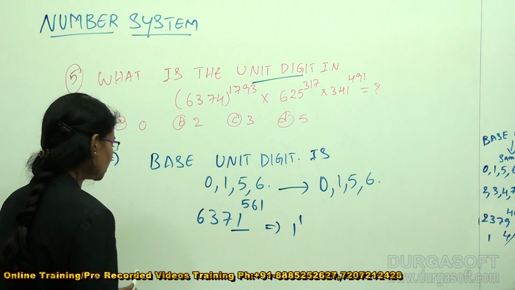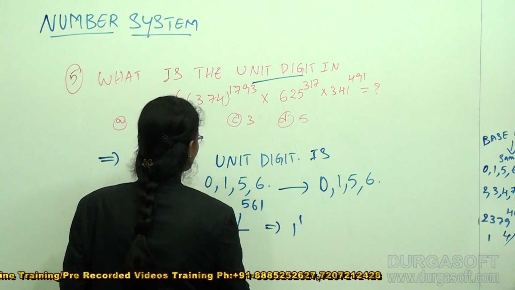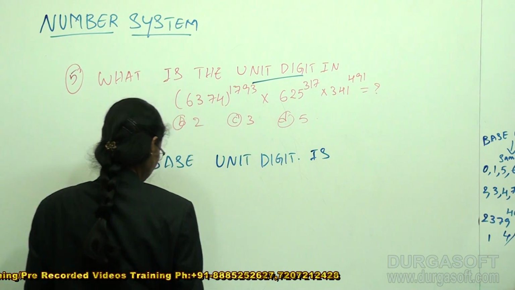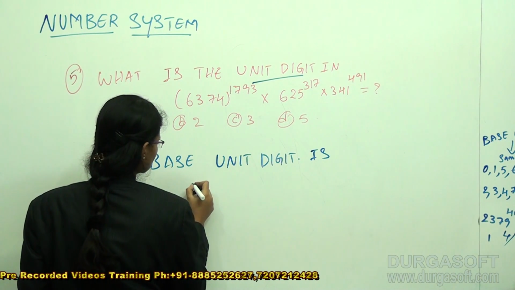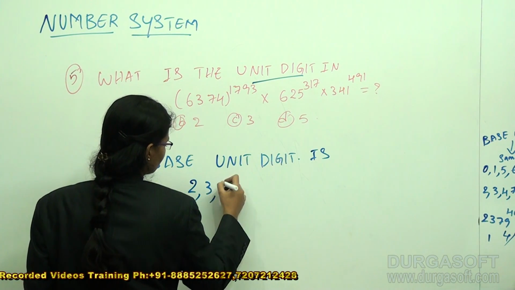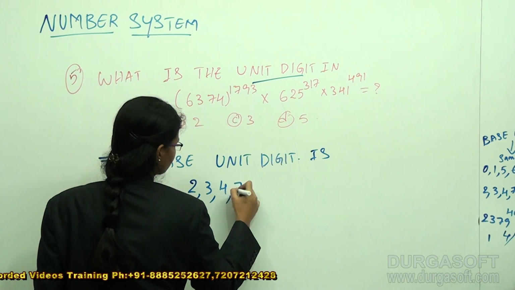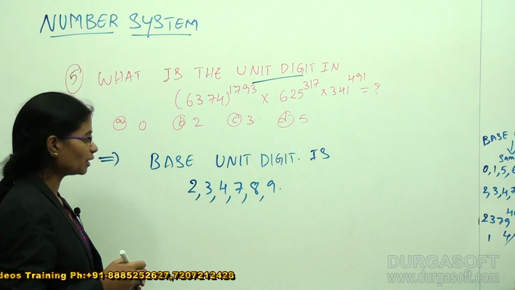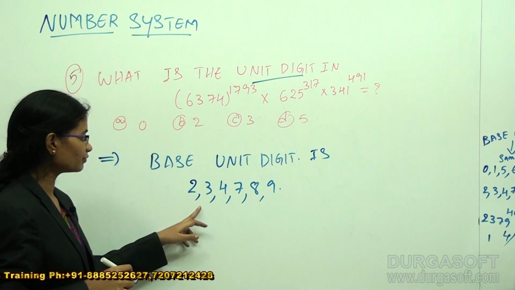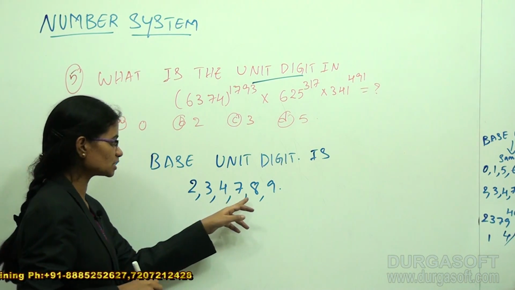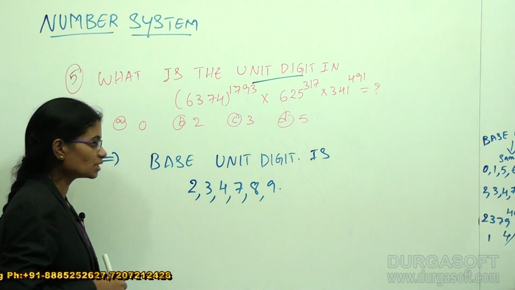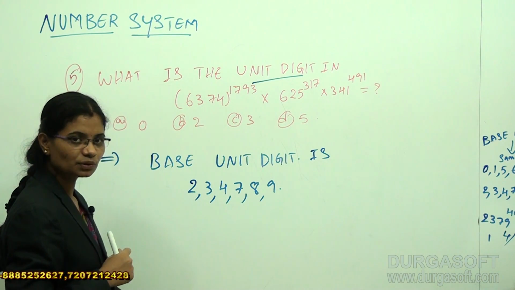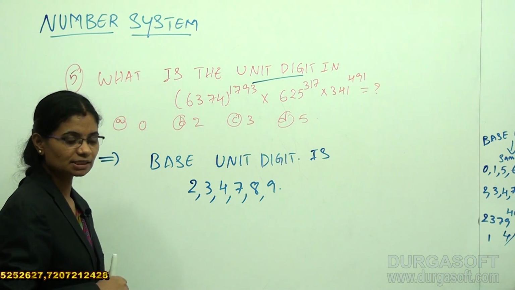What happens if the numbers are other than this? If in case I have numbers like 2, 3, 4, 7, 8, 9, what happens in my base unit digit? If it is occupied by 2, 3, 4, 7, 8, 9, then what happens? For this we have a particular rule, we will just discuss that rule, and you can apply that rule, you will get the answer directly.